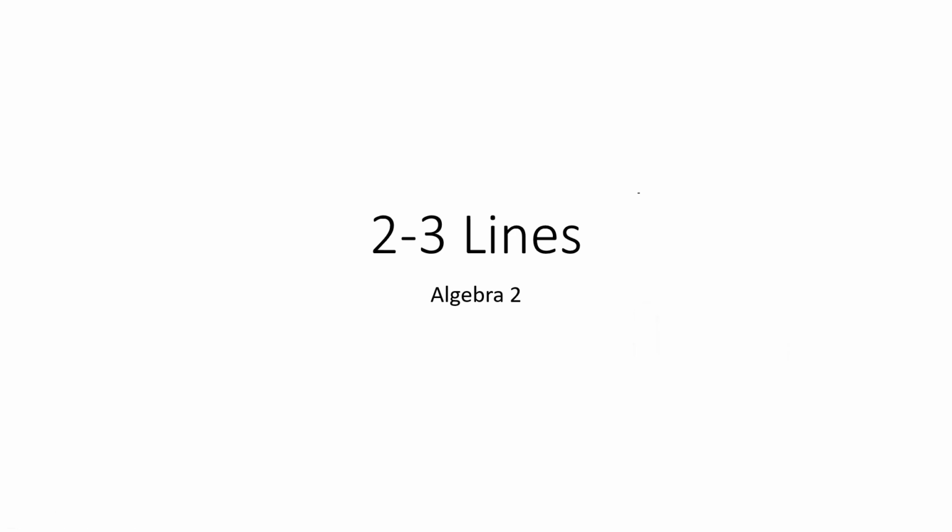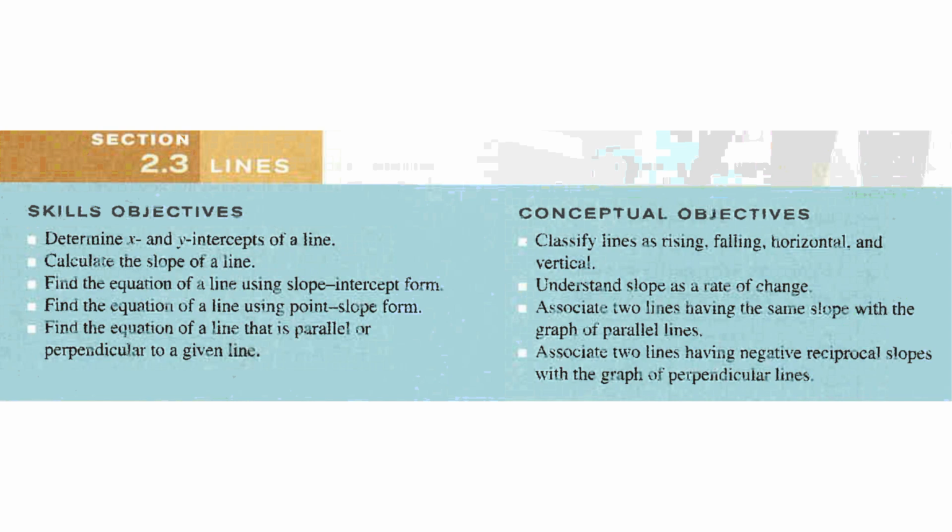Okay, let's do 2.3 lines. So what are we going to get into here? We're going to determine the x and y intercepts of a line. We'll calculate the slope, and then using the slope, we're going to find the slope-intercept form, point-slope form, and then we'll talk about parallel and perpendicular lines.